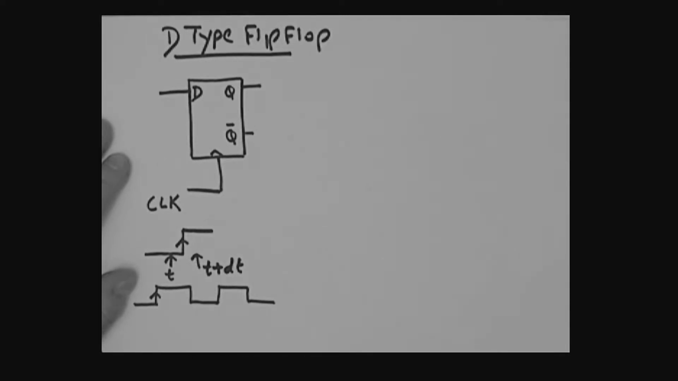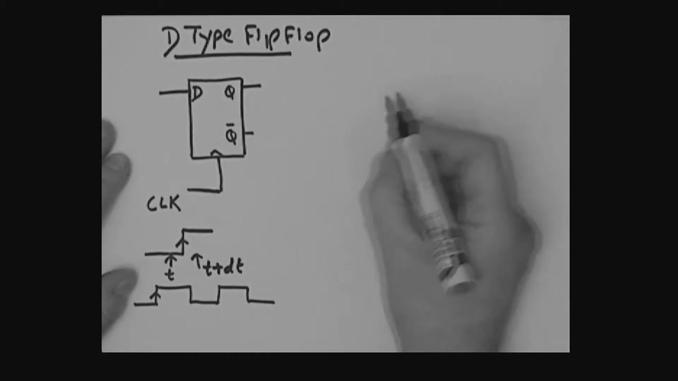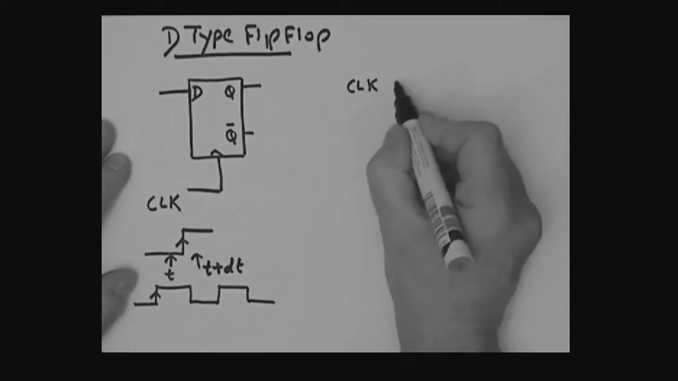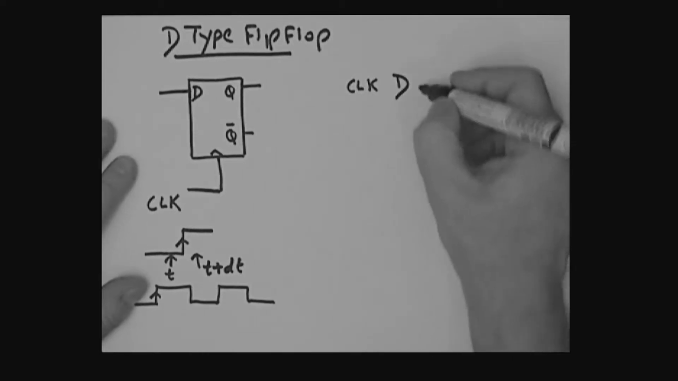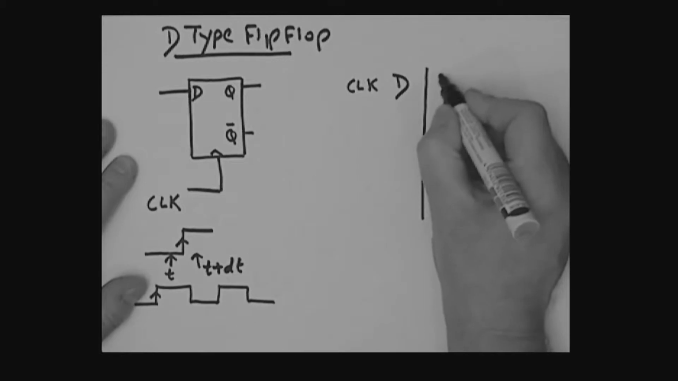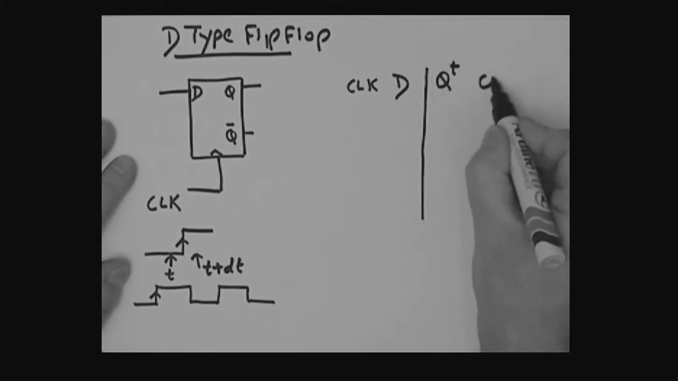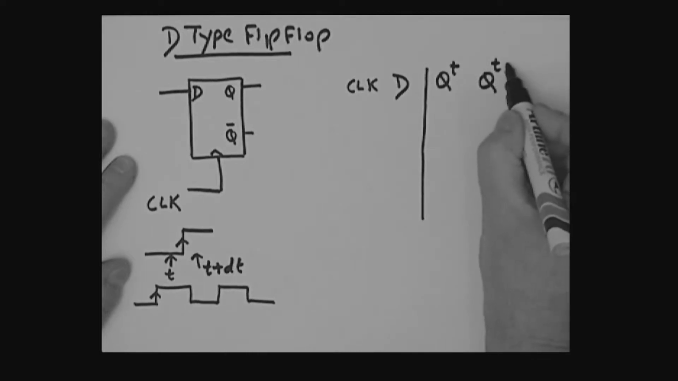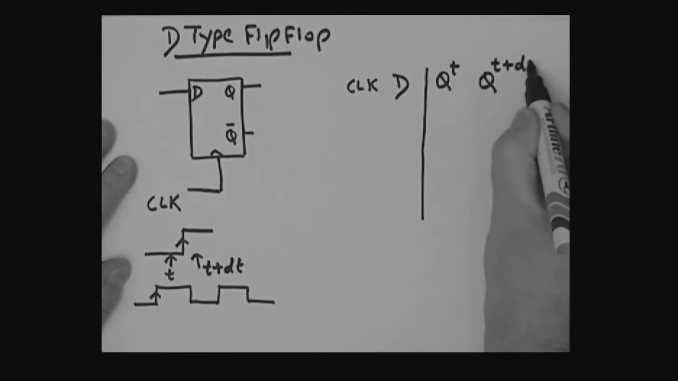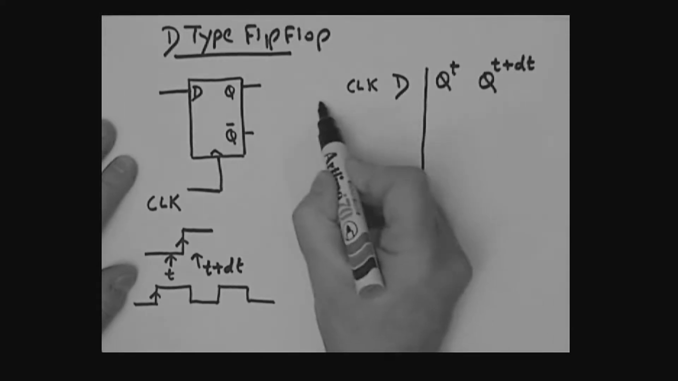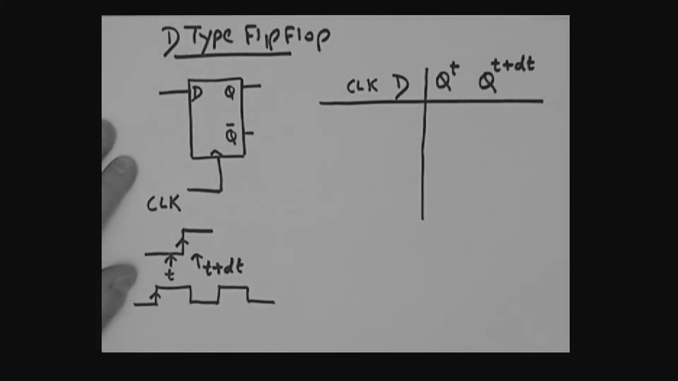So let's put together this little truth table here. We're going to talk about the clock, the D input, and then the value of Q before you get the clock edge, and the value of Q just after you get that leading edge of the clock. This type of flip-flop is called a leading edge triggered flip-flop. There are also falling edge triggered flip-flops available. So we'll look at this truth table.